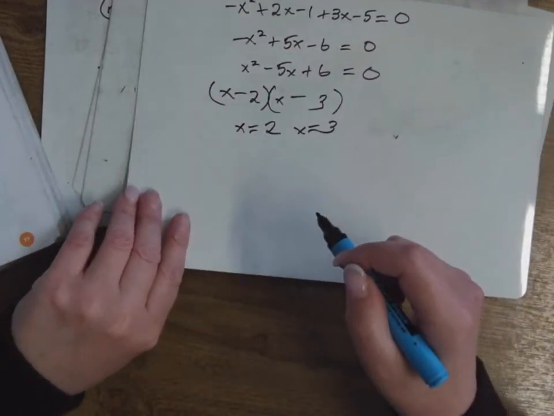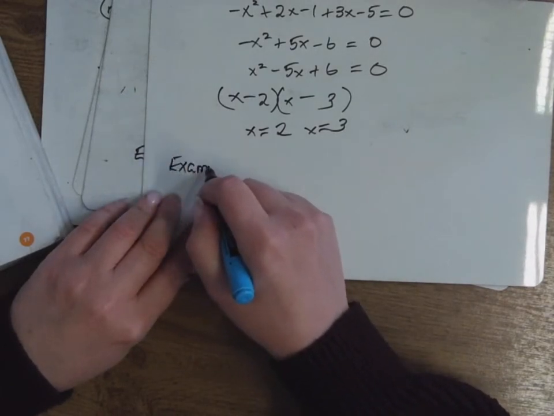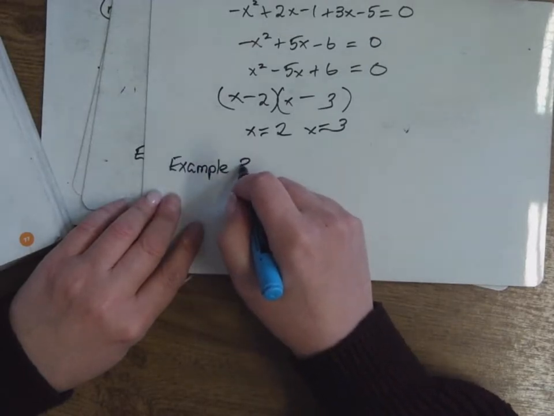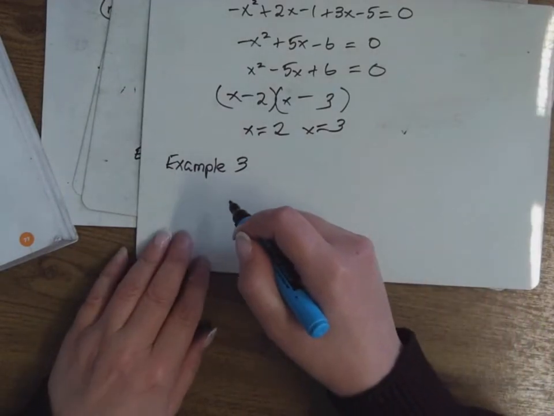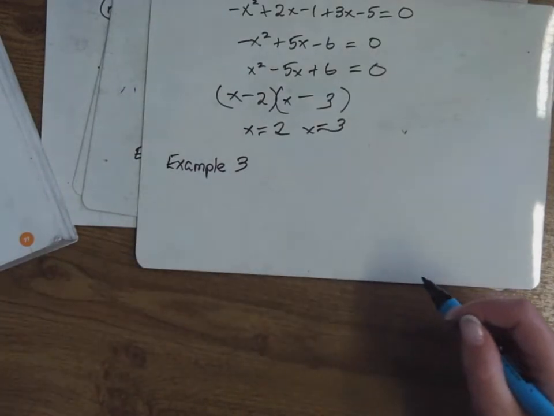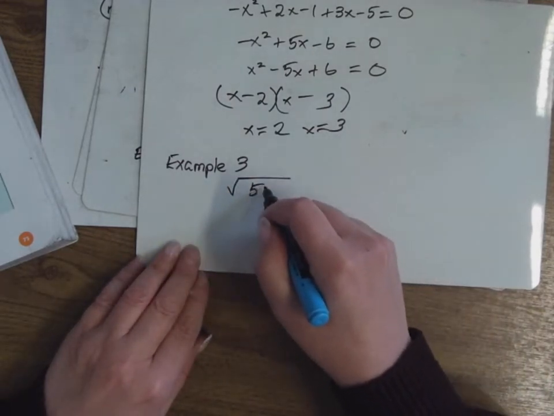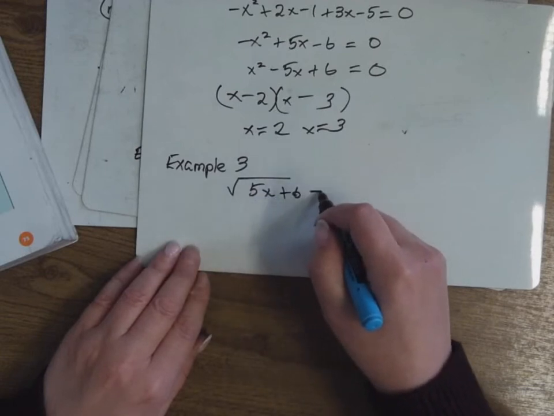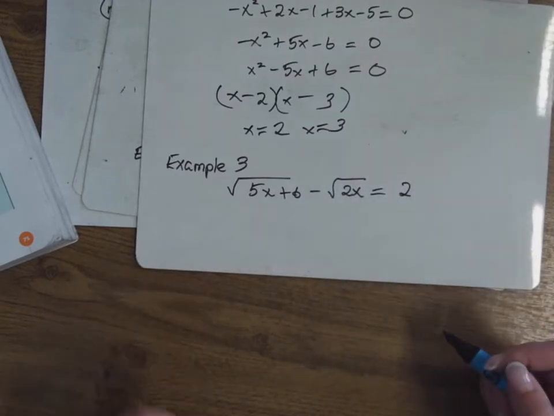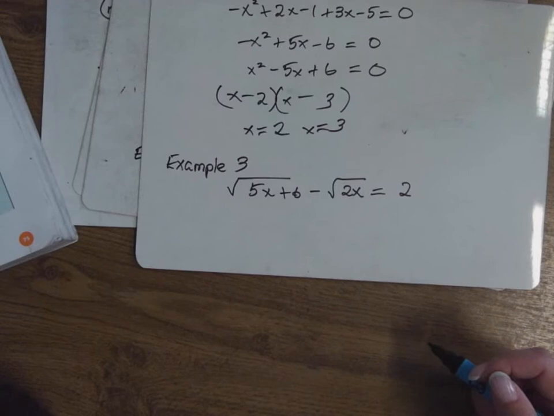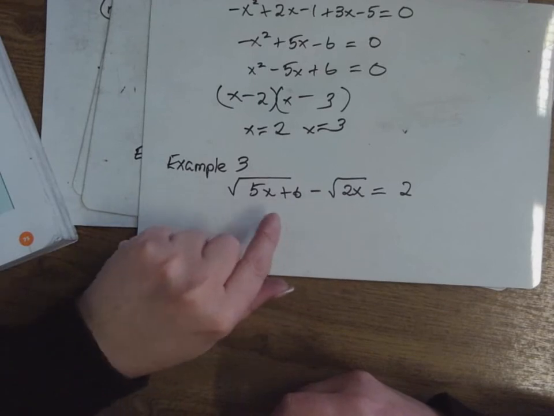Right, example 3, I've moved that up, is that okay? So I'm going to do one with a surd on each side. So if I have the square root of 5x plus 6 minus root 2x equals 2. So this is case number 2. You know the way we did bullet points, this was the second bullet point. There's more than one surd, right?